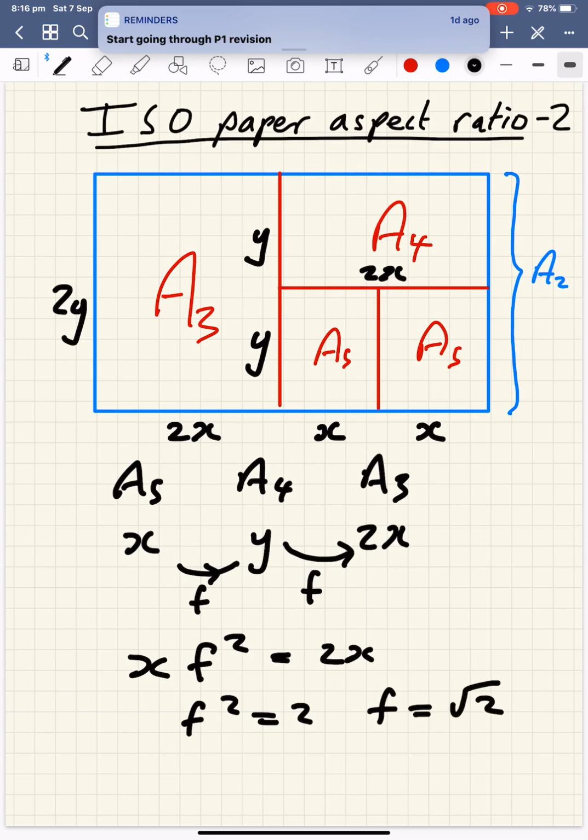In other words, the factor that I multiply the width by is root 2. So the height of any of these is going to be the scale factor, which is square root of 2, times the width of any of these sheets.